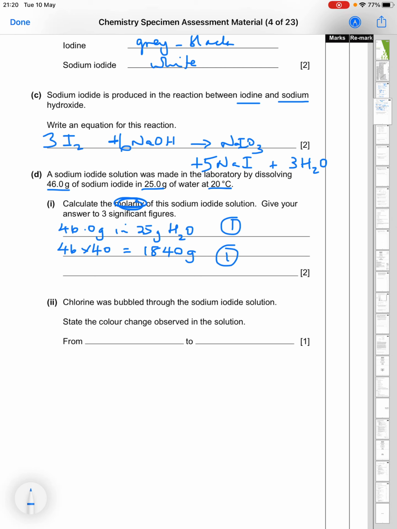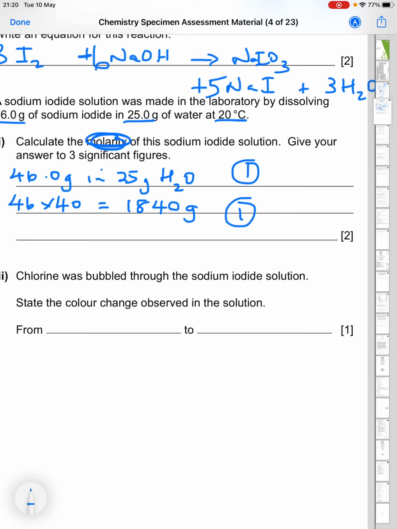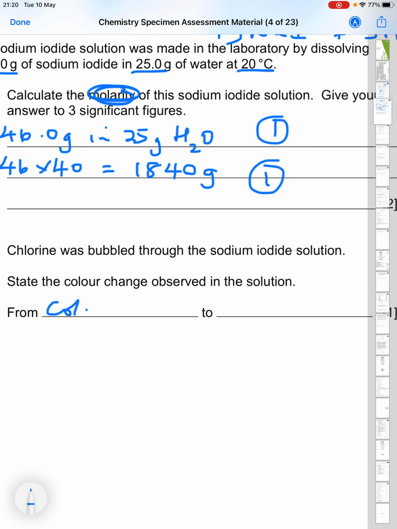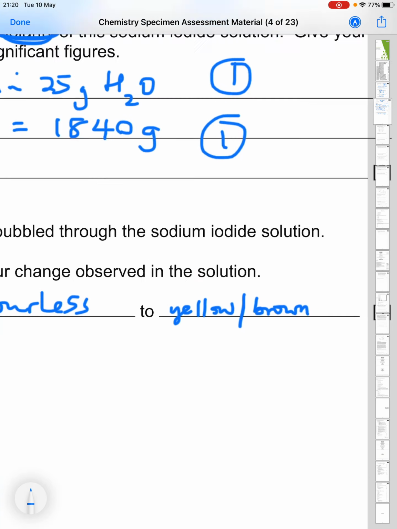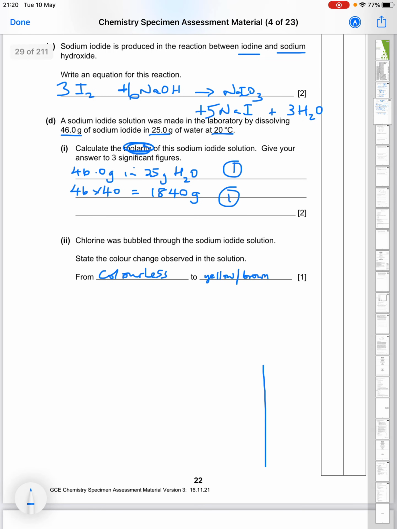And then chlorine was bubbled through the sodium iodide solution. State the colour change observed in the solution. So sodium iodide solution is colourless. And when you bubble chlorine through it, the iodine goes into solution, so it goes yellow/brown.